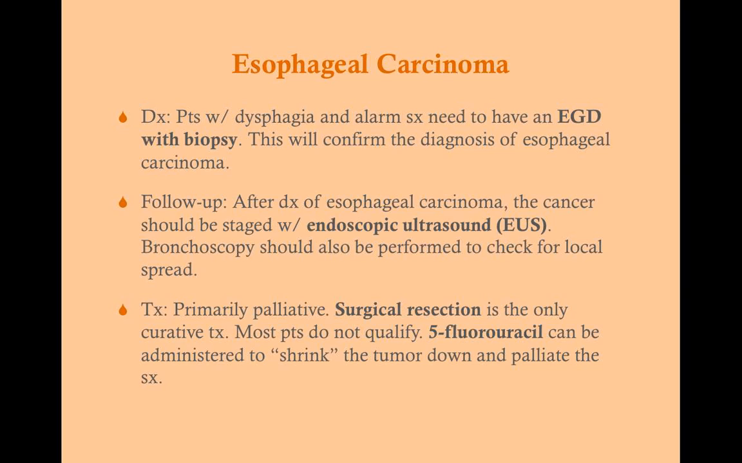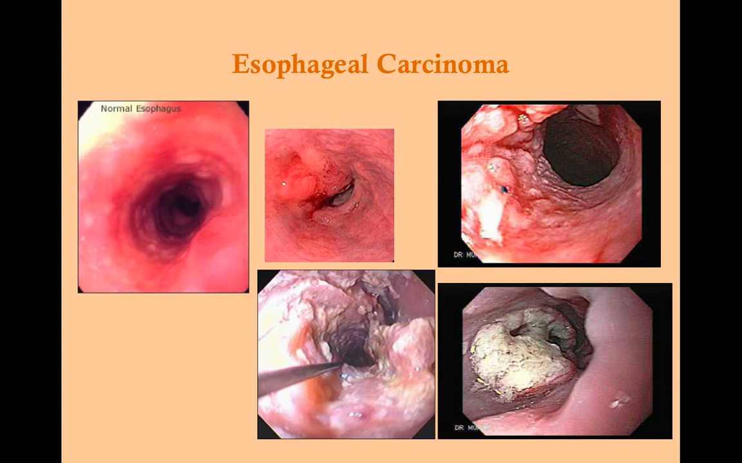And what we do is we administer 5-fluorouracil, which is a chemotherapeutic agent, and that shrinks down the tumor a little bit. It doesn't prevent the progression of the cancer, but it shrinks the tumor down a little bit to palliate the dysphagic symptoms. And so here I've got, these are pictures from endoscopy, from EGD.